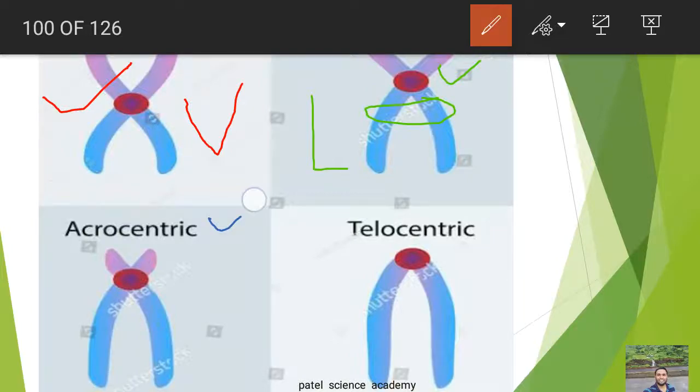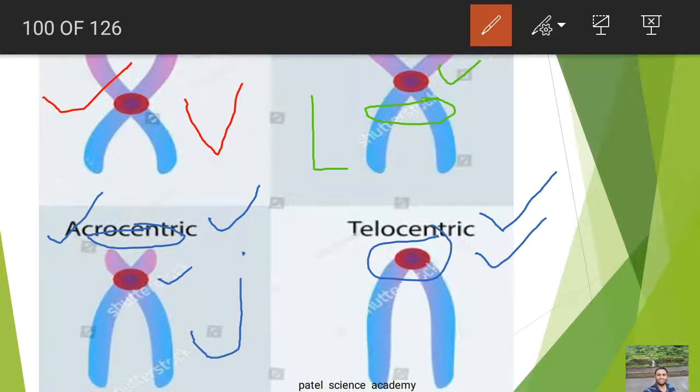acrocentric type of the chromosomes, in which this centromere is located nearer to the tip. As you can see, this is the tip of the chromosome and it is located nearer to the tip, and this type of chromosome is called acrocentric chromosome, and it appears J shape during the cell division. And then the last type of the chromosome is called telocentric, as the centromere is present at the tip of the chromosome, and it appears as a rod shape or I-shaped structure during the cell divisions.